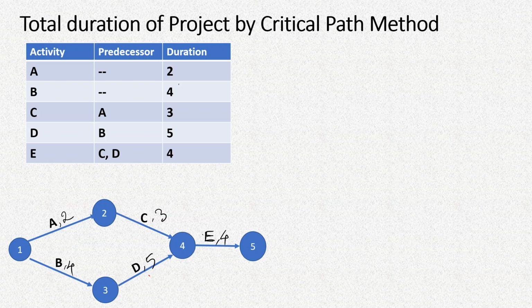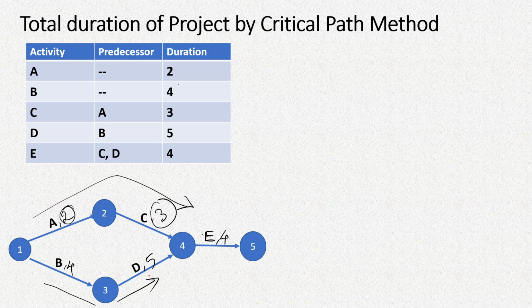So now if we want to find out the total duration of the project, that means when we reach this last node which represents the completion of activity E, then we'll have to look at two paths, that is path AC and path BD. Now if you consider path AC, A takes only 2 days and C takes 3 days, that is a total of 5 days.